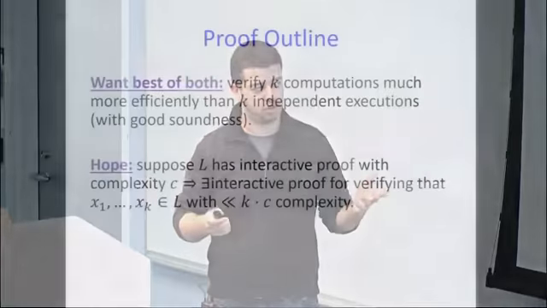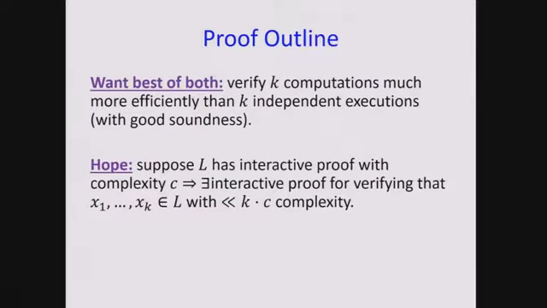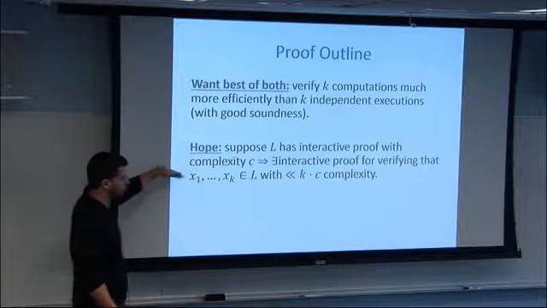Okay, so going back, we had these two very naive ideas, and we want the best of both. We want to be able to verify k subcomputations without paying k times the cost of each one. So here's the hope. What we'd like is the following type of theorem. Suppose that we have a language L that has an interactive proof with complexity C. Think of this as the verifier running time or communication, whatever you like.